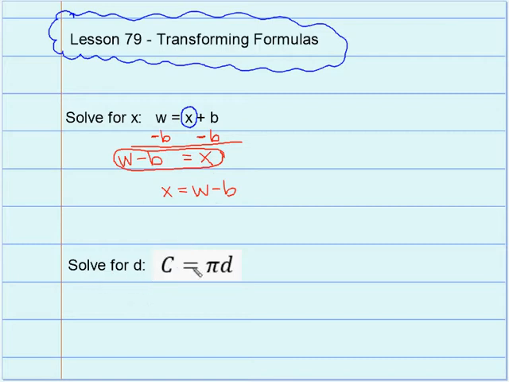Okay, we're going to do another one. We're going to solve the circumference formula for diameter. If circumference equals pi times diameter, how do I get diameter by itself? Well, I'm currently multiplying by pi, so I would need to divide both sides by pi. So C, circumference divided by pi, equals diameter. That's it. Until we know what the circumference is, we cannot figure out what the diameter is.